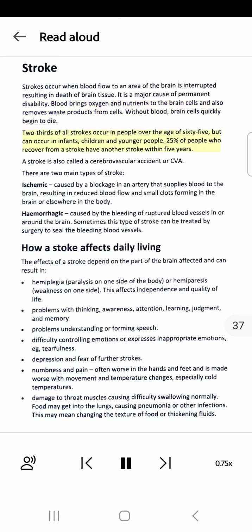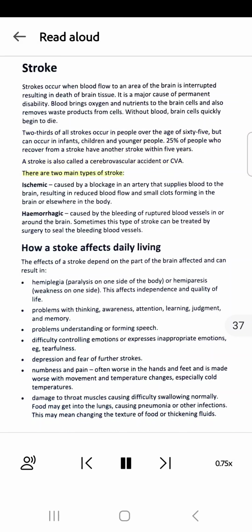2/3 of all strokes occur in people over the age of 65, but can occur in infants, children and younger people. 25% of people who recover from a stroke have another stroke within 5 years. A stroke is also called a cerebrovascular accident or CVA.